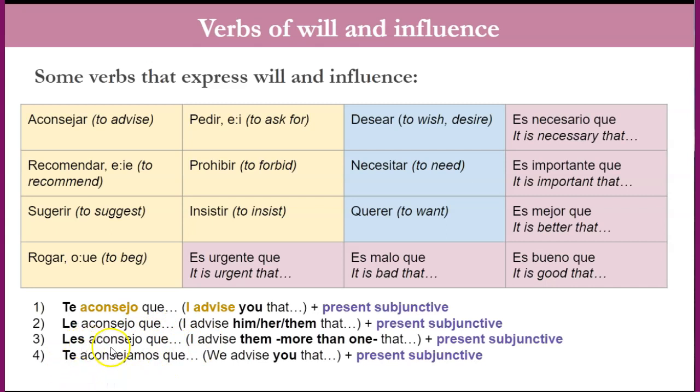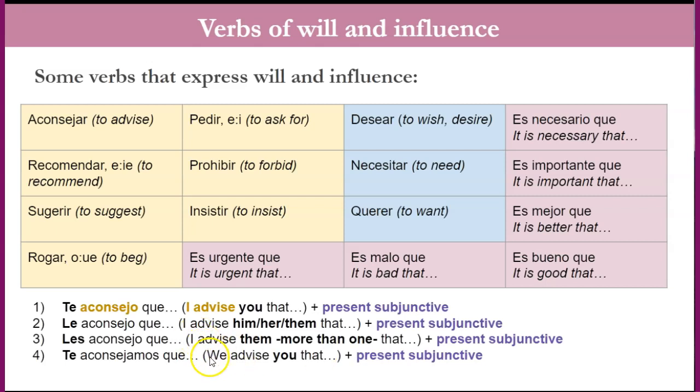I just wanted to leave this example here because I wanted to show you that in all of these ones you're saying I advise, aconsejo, aconsejo, aconsejo, but you obviously can conjugate this one in the other subject pronouns. So aconsejamos would mean we advise, and te is referencing you. We advise you that you study every day. Te aconsejamos que estudies todos los días.